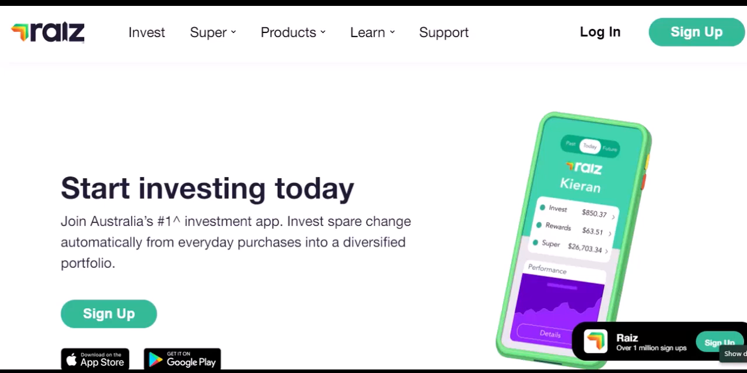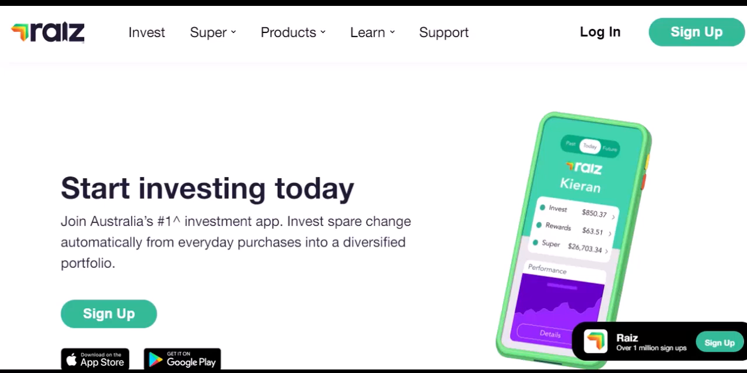Before we dive into the graph itself, let's quickly recap what Raiz is all about. It's a micro-investing platform that rounds up your everyday purchases and invests the spare change. It's designed to be simple and accessible, making investing easy for everyone. But even simple platforms have their complexities, and the graph is a prime example.